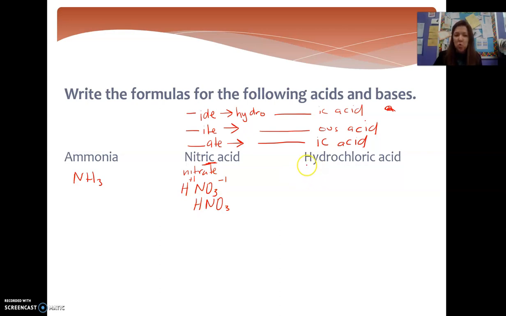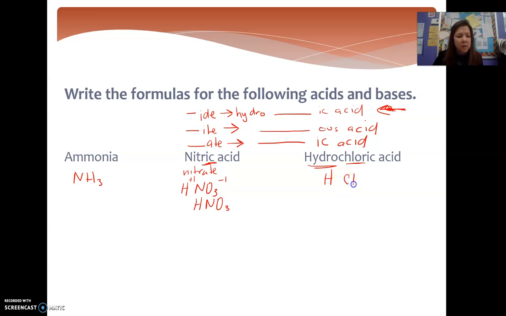Okay, this next one, I see the hydro prefix. So I know this time I'm right. It is this one here. If you see the hydro prefix, it's the first rule over here. And so again, I just work backward. I know I have hydrogen because all my acids start with hydrogen. I know the root is chloride or chlorine.